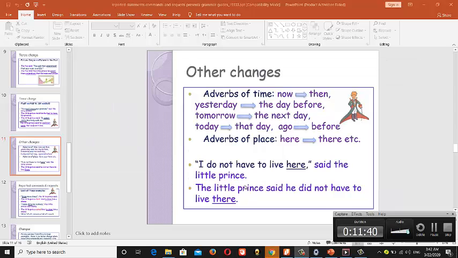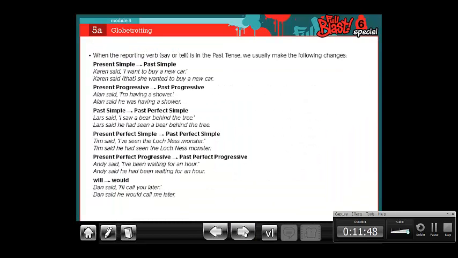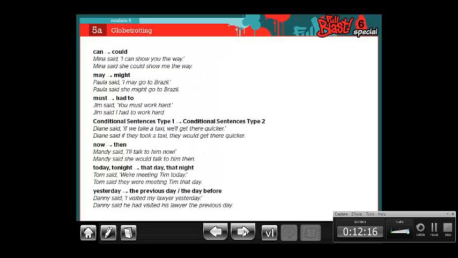Let's move to our book, page 65. Here you have present simple, past simple, present progressive, past progressive, past simple, past perfect simple, present perfect simple, it will be past perfect simple also, present perfect progressive, it will be past perfect progressive, have been -ing, it will be had been -ing, and if it is has been -ing, it will be had been -ing also, and we will change will into would, can into could, may into might, must into had to. Okay, and we have here now, it will be then, today, tonight, that day, that night, yesterday, the day previous, or the day before. You can use either one. I think the day before is easier than the previous day.